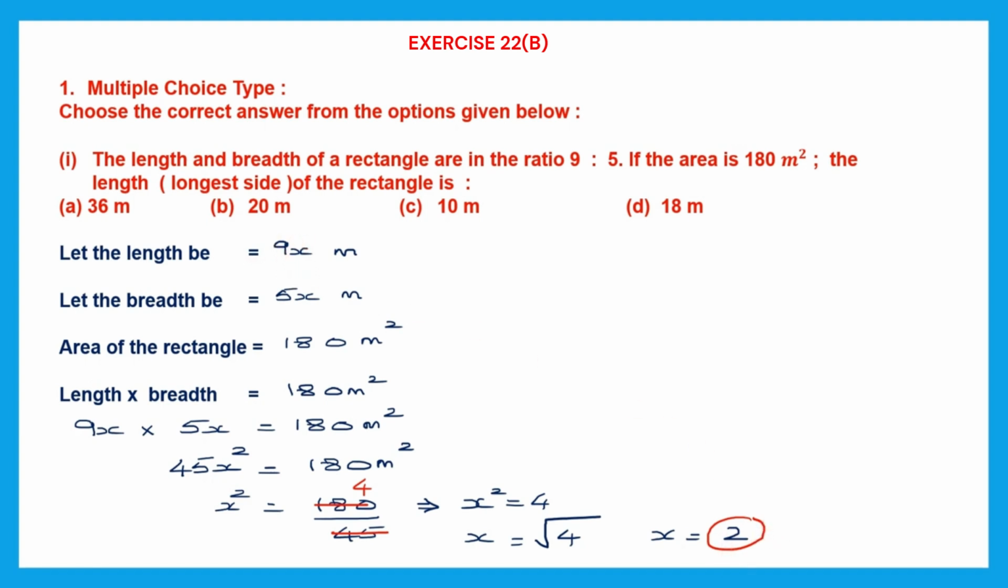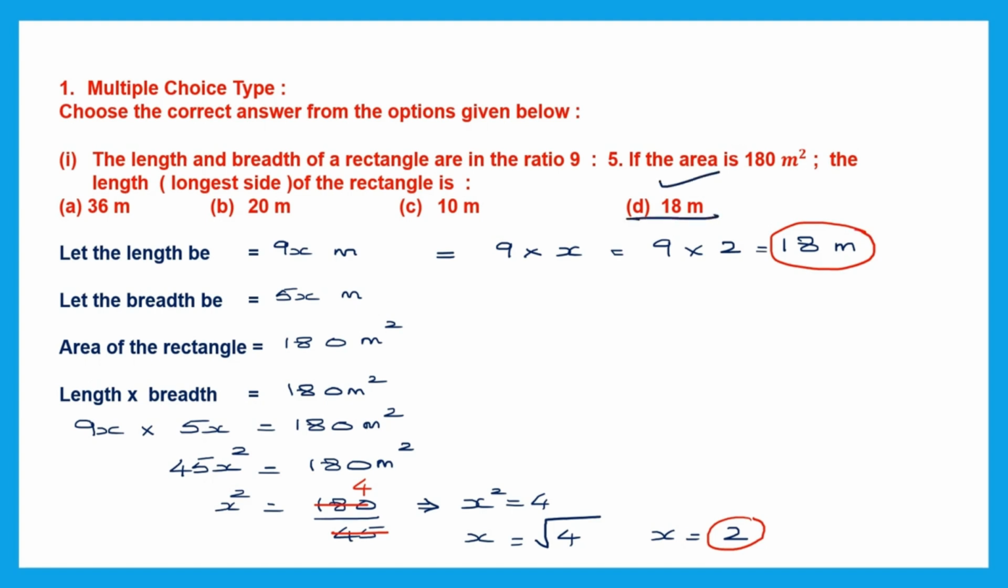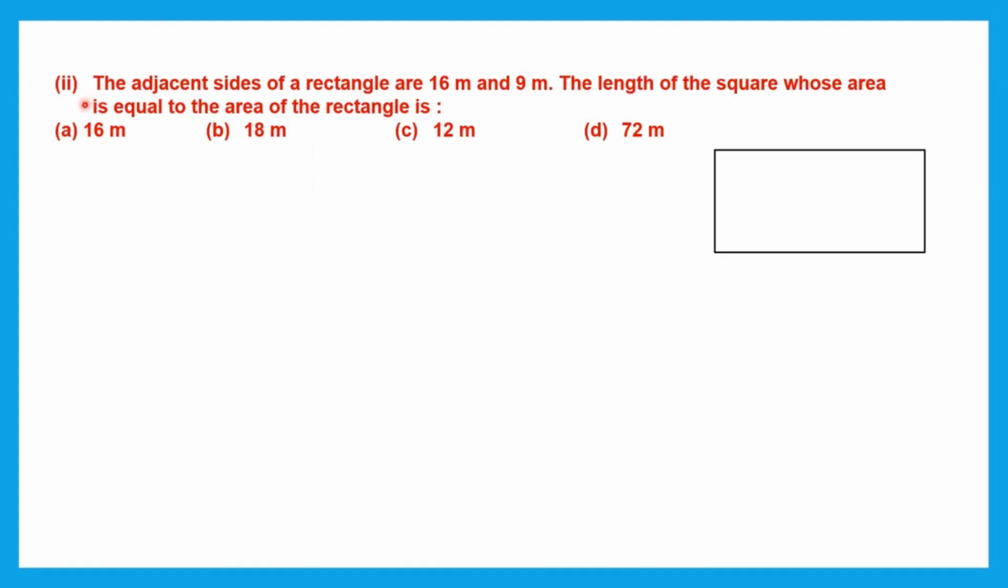So let's write that. So 9x means 9 into x. So 9 into x is 2. This will be 18. So this is 18 meters. So the longest side is 18 meters, and this is our answer, and that is option D. Option D, 18 meters.